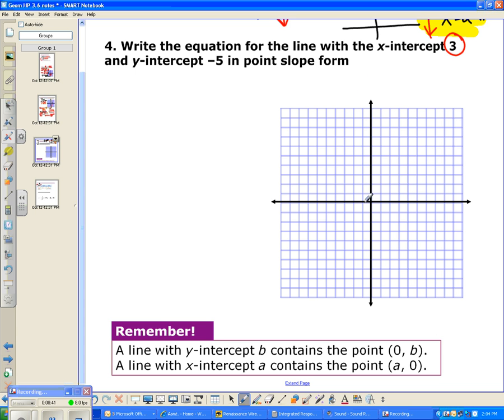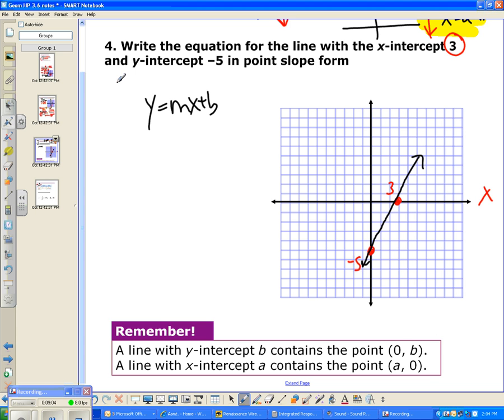Okay, x-intercept is at 3. This is the x-axis, so that means it's going to touch that axis at 3. And then the y-intercept is at negative 5. So it means it's going to hit this axis at negative 5. This is actually a pretty easy question, even though it looks weird. Here's our line, and since you have it graphed, can you change this so that it's y equals mx plus b?